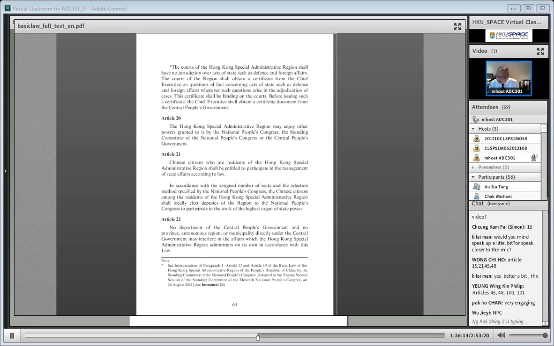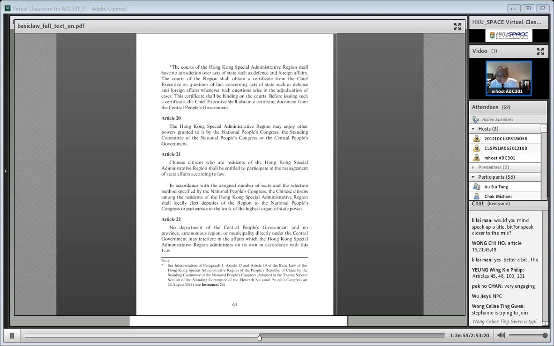So 21 is not quite what we were looking for. Article 21 is really about Hong Kong citizens, who could be elected to sit on the National People's Congress. At the moment, there are 36 deputies sitting there, which is a number bigger than normally the case for the size of Hong Kong's population.